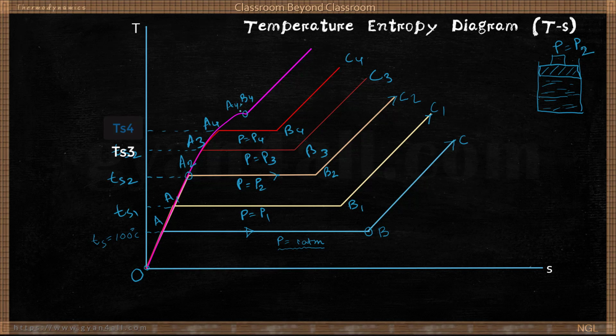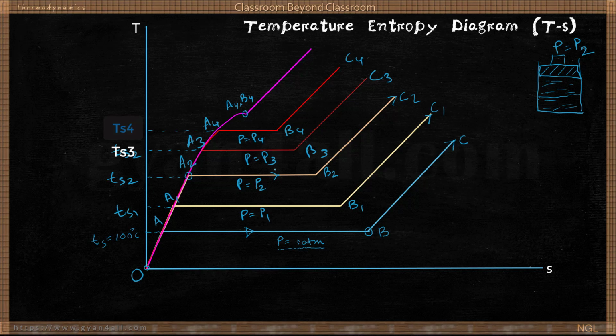Same point. That means if you go on increasing the pressure, there is a point at which the B and C point, A and B point will coincide. That means if you go on increasing the pressure, what decreases? Latent heat. Excellent. So latent heat goes on decreasing.